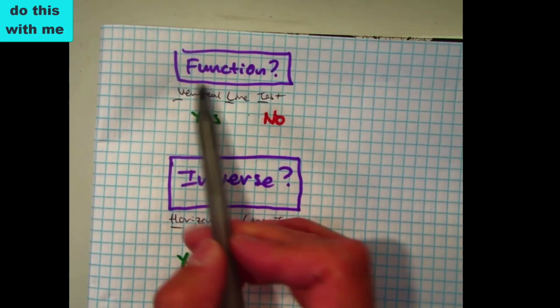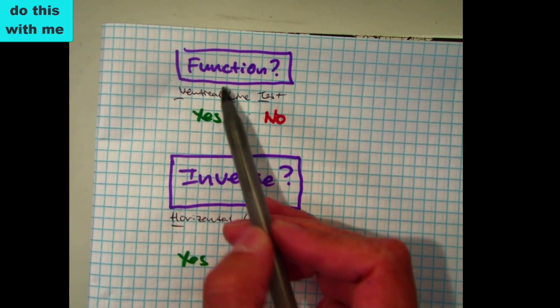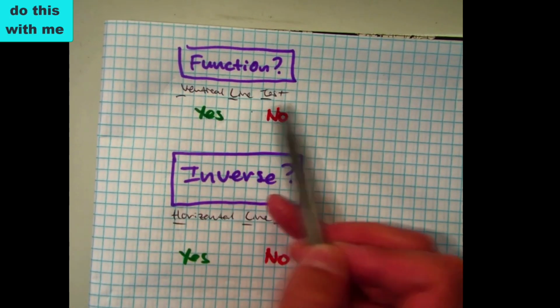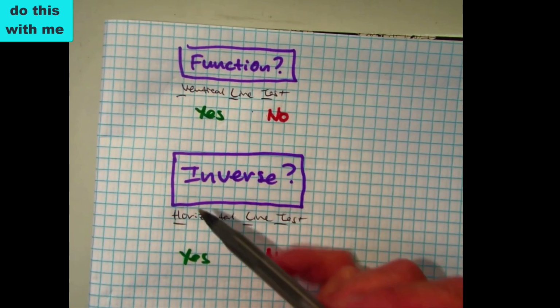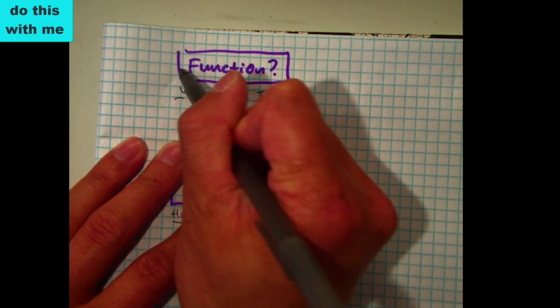Alright, so how do you test if something is a function? Well, we do something called the vertical line test, VLT. If it passes the vertical line test, then yes, it is a function.